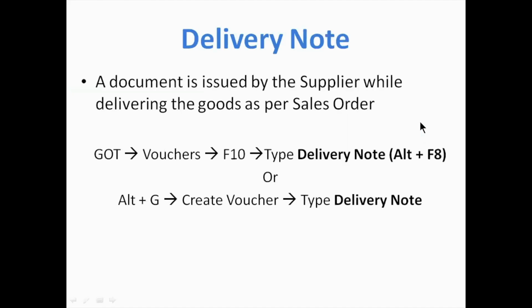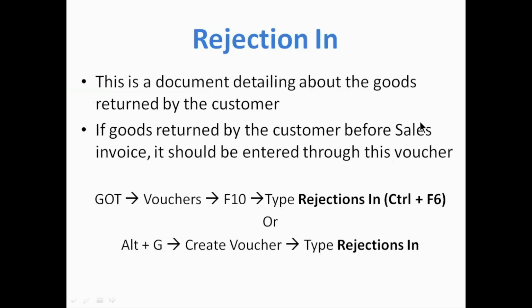Next, after delivering the goods, if the customer rejects the goods for any reason, due to inferior quality or mismatching, color problem, anything, so goods get rejected. So in that case, we need to pass the voucher known as rejection in. As we get goods in our factory once again, it is rejection in voucher.